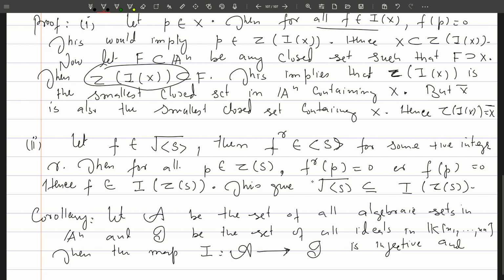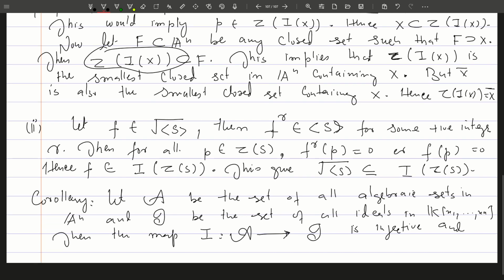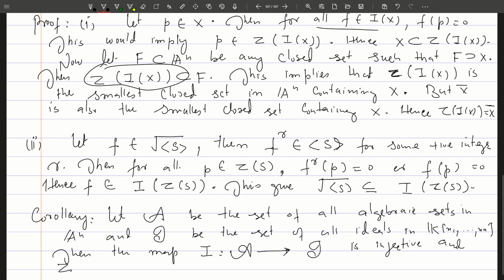and the map Z from the set of all ideals to the set of all algebraic sets is surjective. So this is a straightforward consequence of the previous result. So we have the proof.